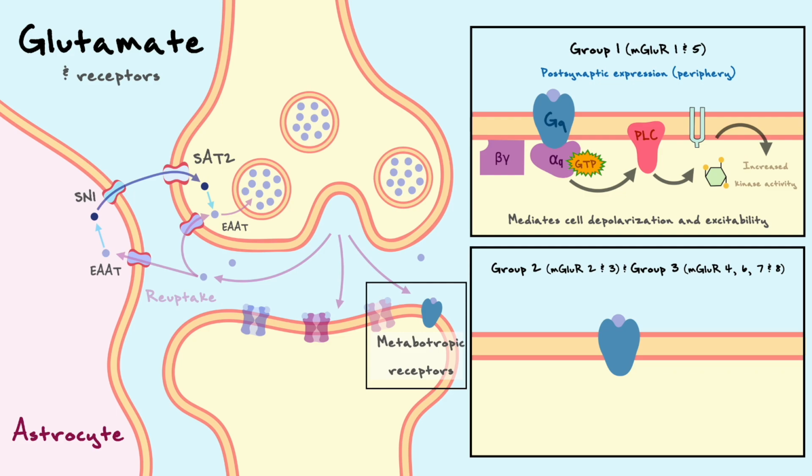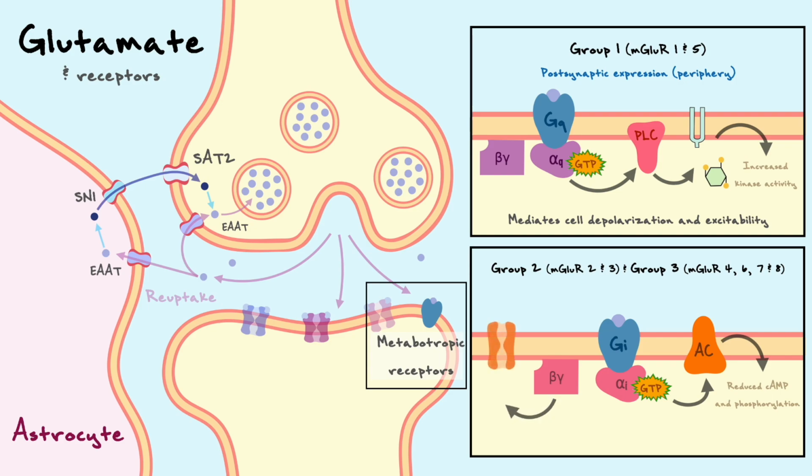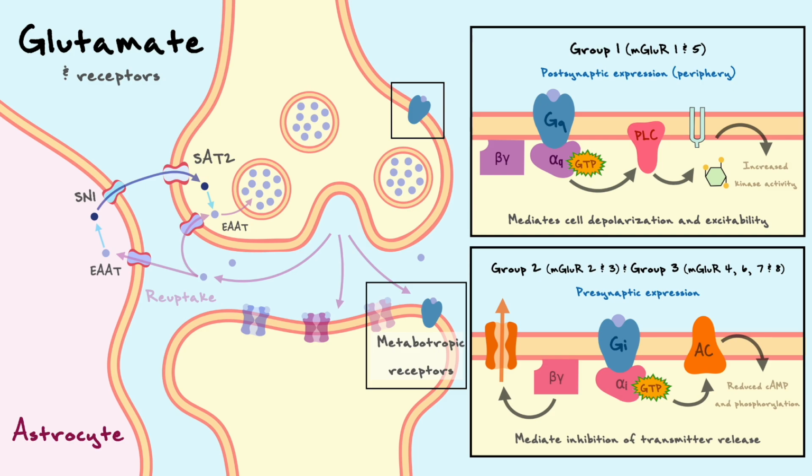In comparison to group 1 mGluRs, group 2 and group 3 mGluRs are usually coupled to the Gi protein, which is responsible for inhibiting adenylyl cyclase and the subsequent production of cAMP. As a consequence of this, phosphorylation in the cell is reduced. Group 2 and 3 receptors are also associated with direct regulation of ion channels by the liberation of the beta and gamma subunits. Receptors in group 2 and 3 are often localized presynaptically and generally mediate inhibition of transmitter release.